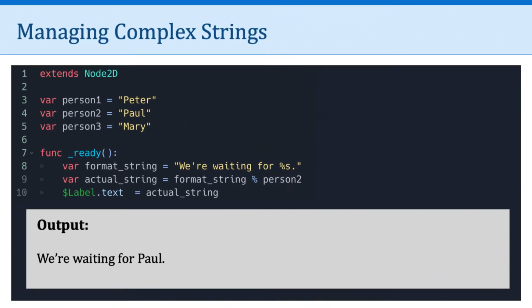Now, let's take a look at another example. Here, everything is exactly the same, but if you look at line 9, I'm saying format_string % person2. And so the output here becomes "we're waiting for Paul" instead of Peter.